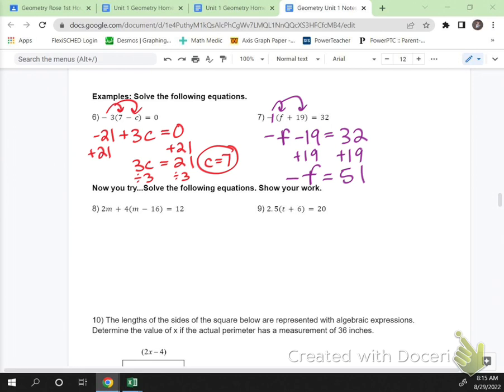I got down to the variable. You're saying no. What should I do? Divide it by a negative 1. Flip the sign. F equals negative 51. Questions?